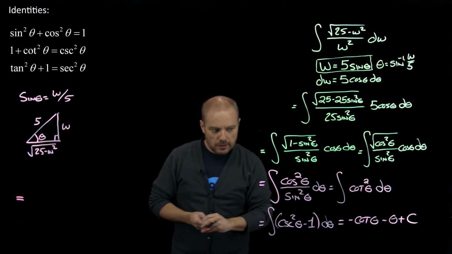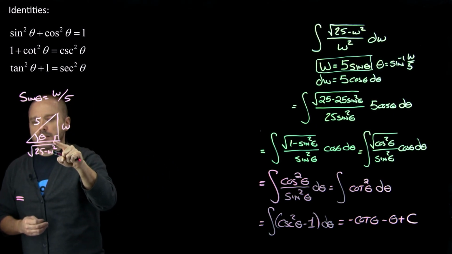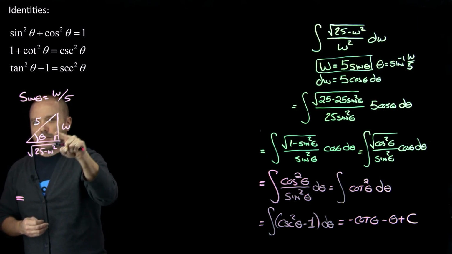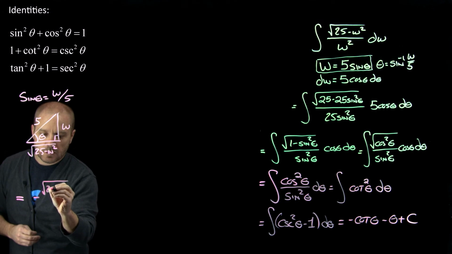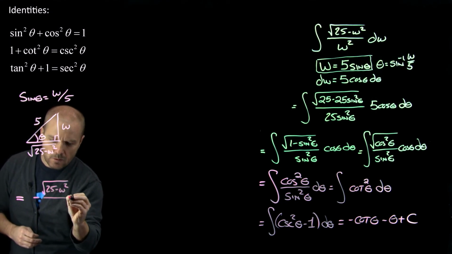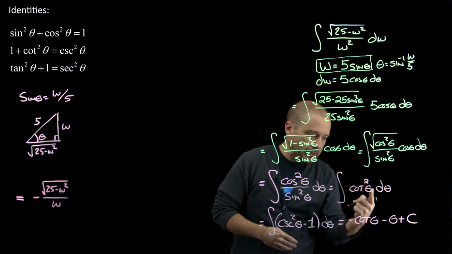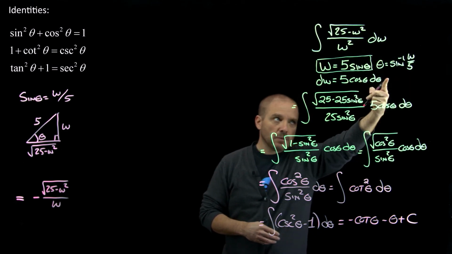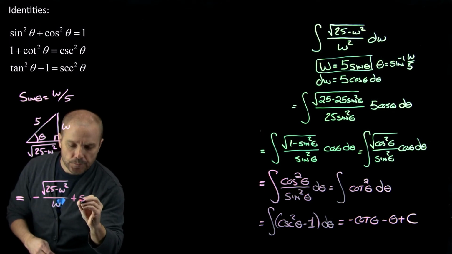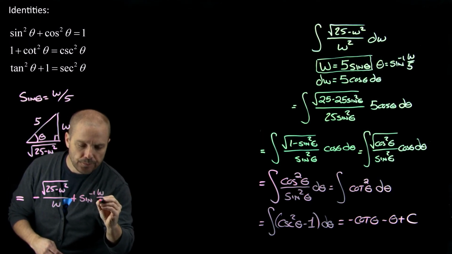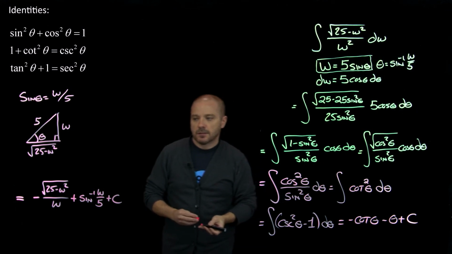Okay, so now let's rewrite our answer here. So cotangent, well, tangent would be opposite over adjacent. So cotangent's adjacent over opposite. And we had a negative out front. So negative square root of 25 minus w squared over w. And then theta, there's nothing we can do about that. That's not a trig function of theta. That's just theta. So we just use what our definition of theta was, which was sine inverse of w over 5. And as always, we still have our constant of integration.